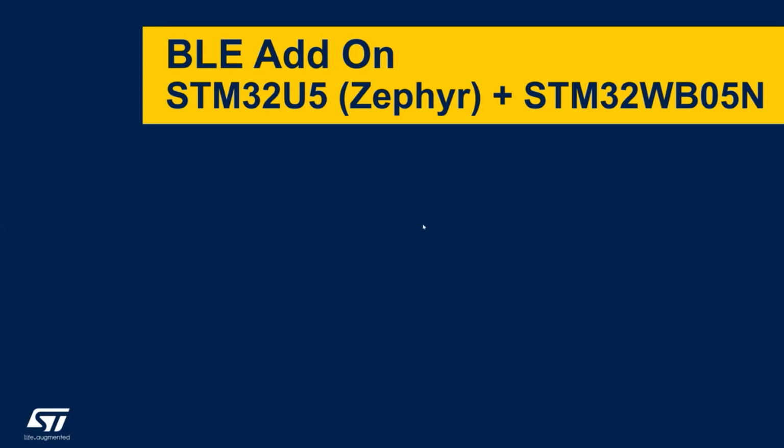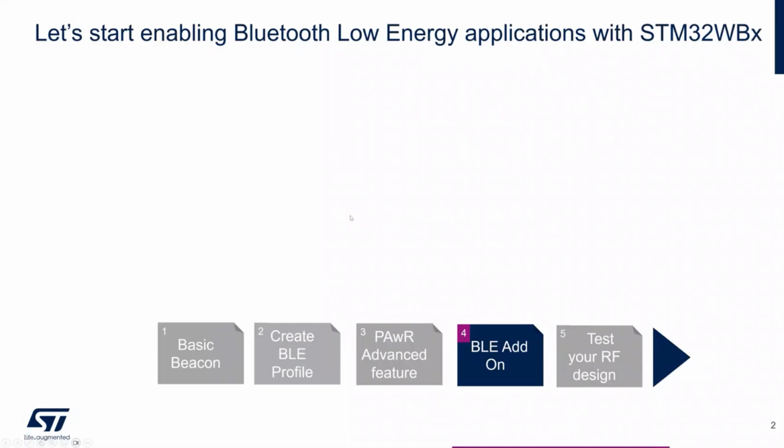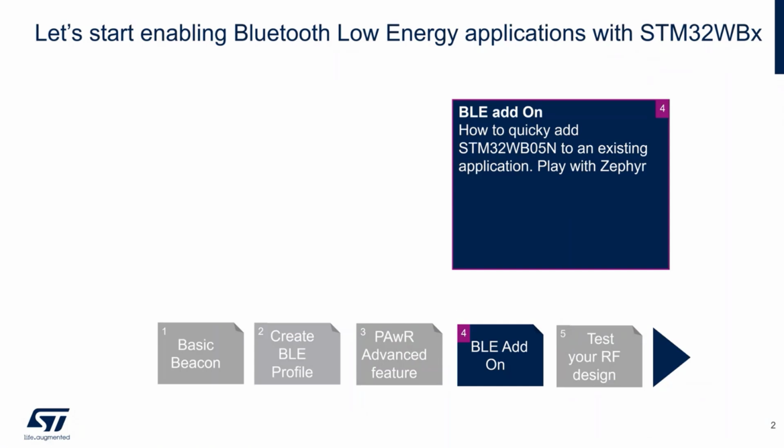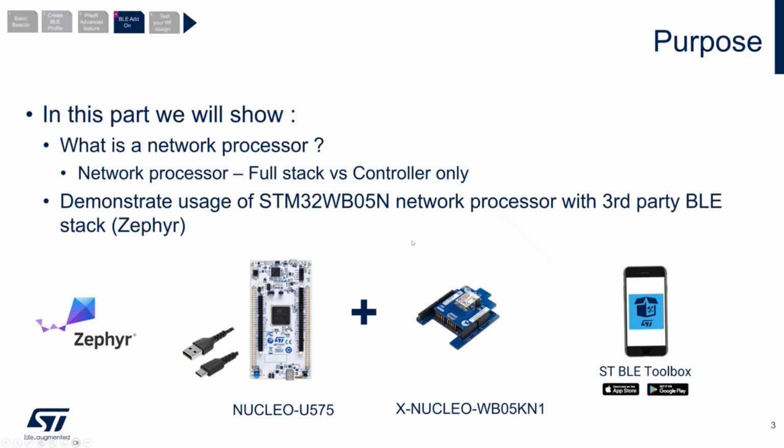Let's play a bit with the BLE add-on now with this demo. The idea here is to check, thanks to the specific part number WB05N, which is part of the WB0 family, the specific network processor, how to add BLE to an existing application. First during this session, we will see what a network processor is, with some reminders, especially the two options, full stack versus controller only.